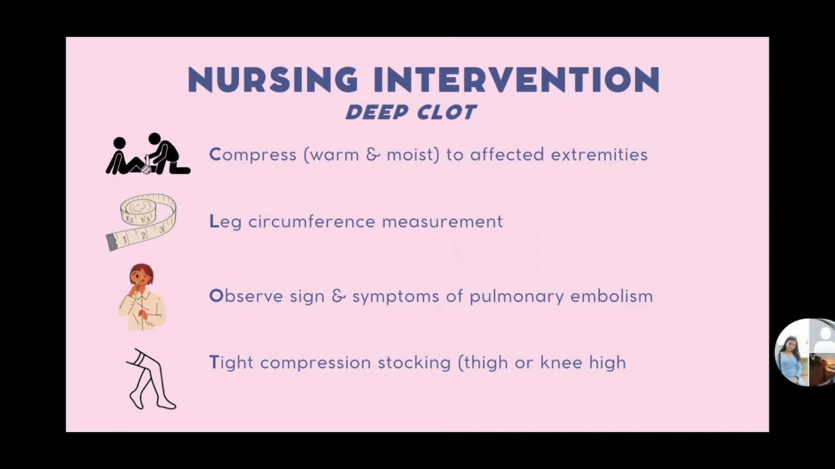Next is O: observe signs and symptoms of pulmonary embolism. You will observe if the patient has shortness of breath, coughing, decreased oxygen saturation, fast heart rate, chest pain, or anxiety or sweating. And last is T: thigh-high compression stockings. It would be thigh or knee high. It promotes the blood flow and decreases the swelling. The fit of the stocking depends on the doctor's order.